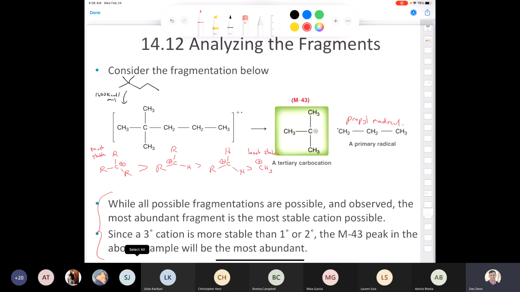Okay, what about radicals? Now again, we haven't covered the subject of radicals in this class, but they follow a similar trend. Okay, a very similar trend. A tertiary radical is going to be more stable than a secondary radical, which is going to be more stable than a primary radical, and a methyl radical is going to be the least stable of all.